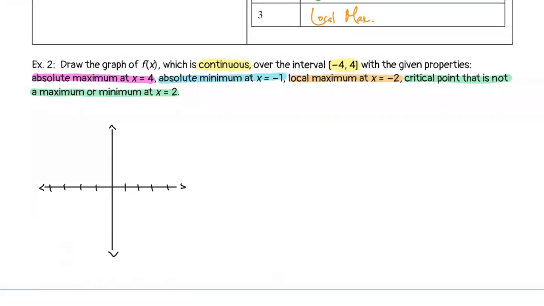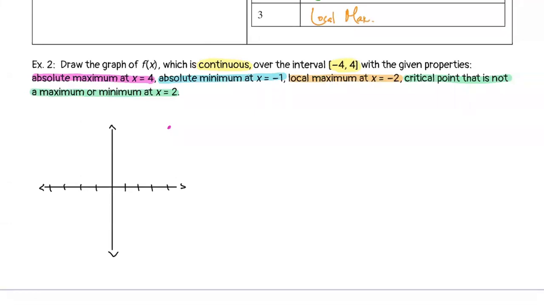But I think one question that I bet a lot of folks have is, it's an absolute maximum at x equals 4, but how high do I draw it, right? And here's the deal, it doesn't matter. It doesn't matter whether your absolute maximum is all the way up here, or all the way down here. All that matters is that pink point better be, just like Matt said, higher than everything else on your graph, okay?